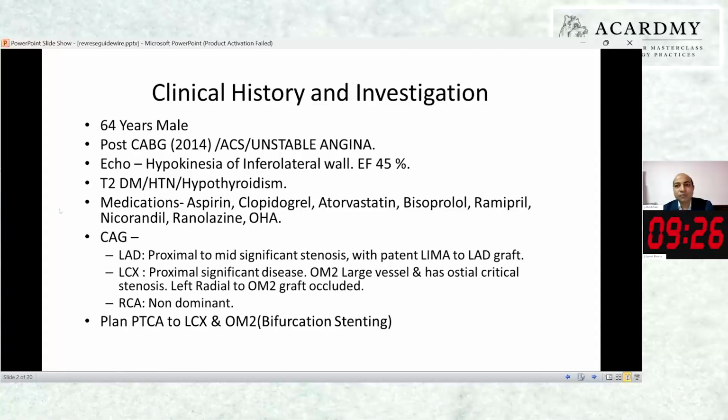So we took this patient for the coronary angiogram, which showed LAD, which has some significant disease in the proximal to mid segment, and there is an antegrade flow, and there is also a competitive flow from the LIMA to LAD, which is a patent graft. The other artery is the LCX, which is a very dominant artery, and OM2 is a large branch which has ostial critical stenosis, but the left radial to OM2 graft is occluded. It's atretic basically, and the right coronary artery is a very small non-dominant artery.